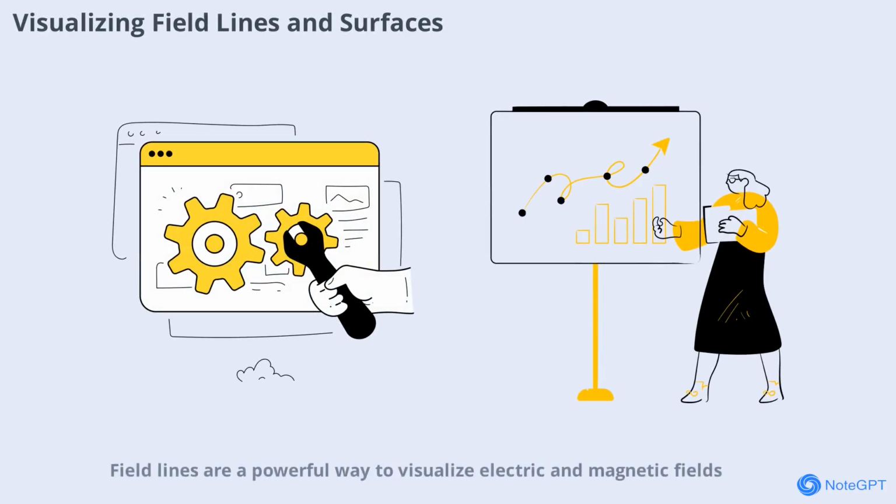Field lines are a powerful way to visualize electric and magnetic fields. They show the direction and strength of the fields, helping us understand how they interact with charges and currents. Surfaces like spheres or loops are used in the integral forms of Maxwell's equations to calculate flux and circulation. These visual tools make abstract concepts more concrete and accessible.